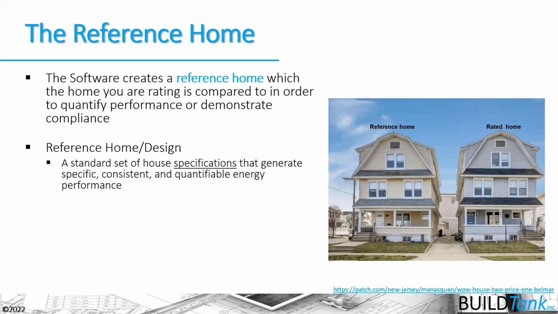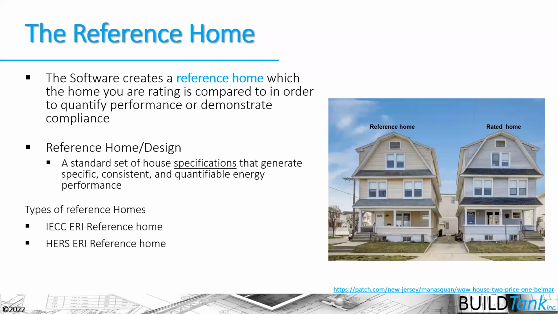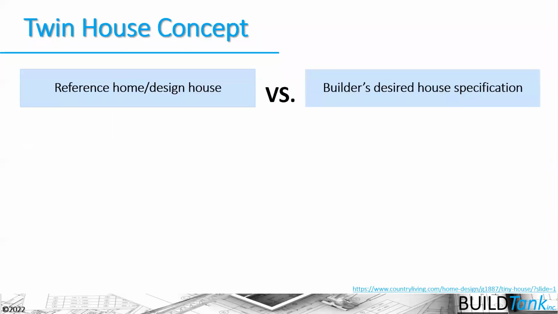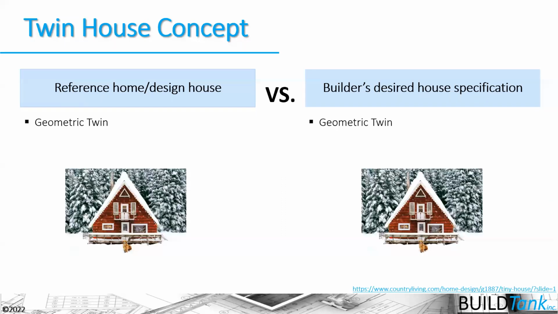So in essence, the specifications of the energy code are overlaid onto the reference home. The specifications that the builder wants to build to are overlaid on the rated home, and they're compared to each other. We can have an IECC reference home. You have reference homes for the Energy Rating Index. Energy Star is a reference home, and we're starting to see utilities have reference homes as well. So to recap, we have the reference home versus the builder's house. Remember, they're geometric twins of each other inside the software.